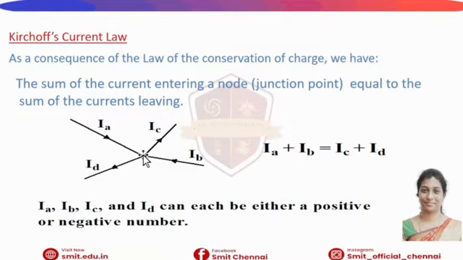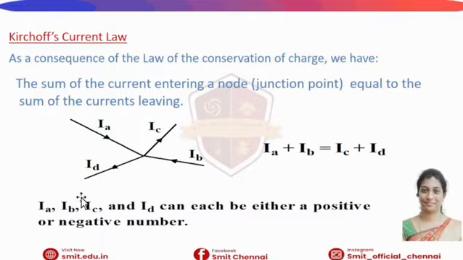The sum of currents entering: what are the currents entering? IA is entering, then IB is entering. So we are having the formula IA plus IB equals the sum of the currents leaving away from the node. IC is leaving away from the node, ID is leaving away from the node. So towards the node is IA plus IB, and away from the node is IC plus ID. IA, IB, IC, ID can each be either a positive or negative number.